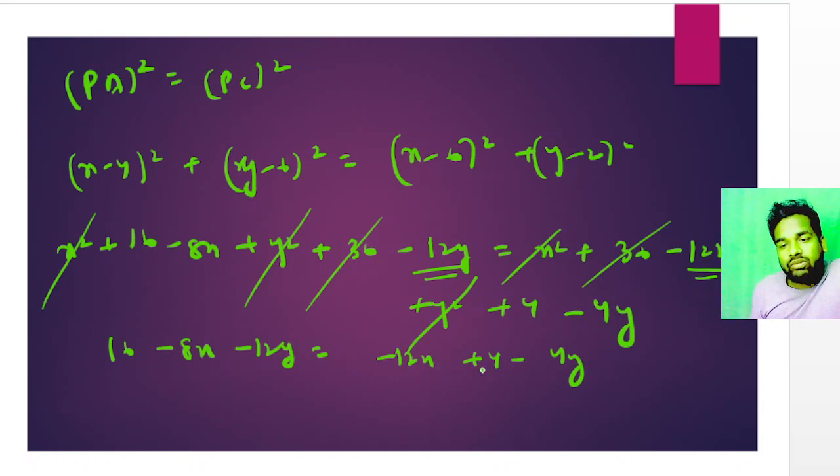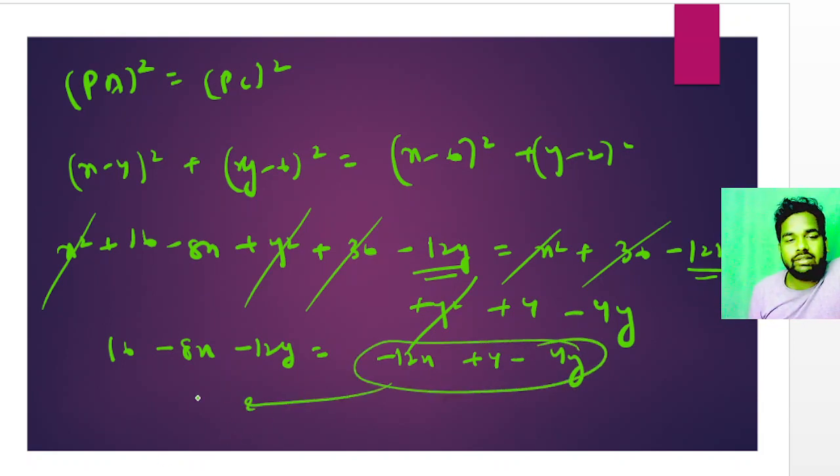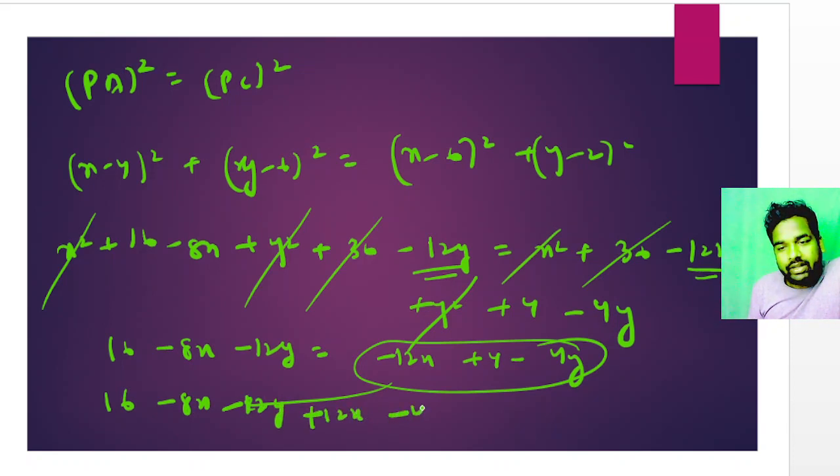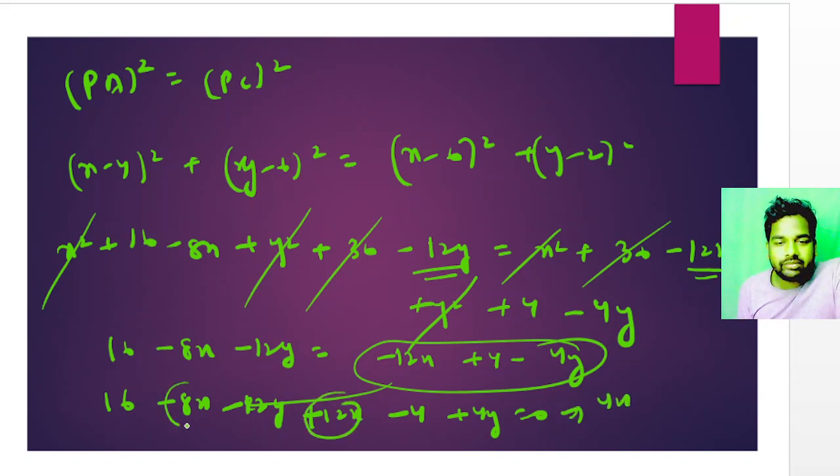Now you bring all this portion to one side, so it becomes 16 minus 8x minus 12y minus 12x... rearranging gives 12x minus 8x, which is 4x. Then 4y minus 12y gives minus 8y, and 16 minus 4 gives plus 12, is equal to 0.